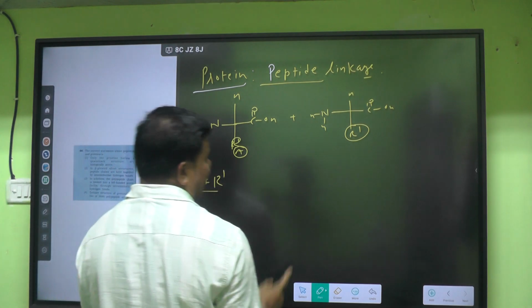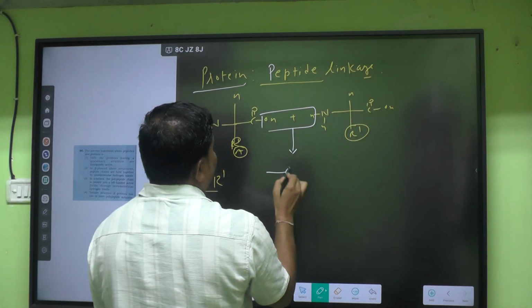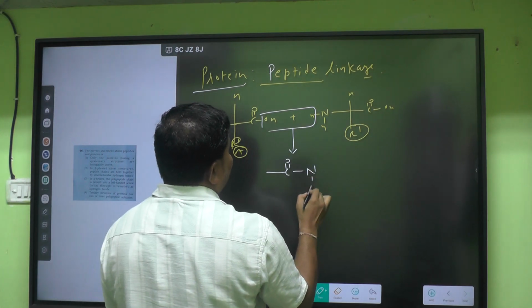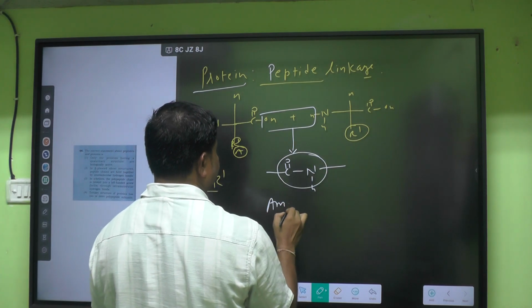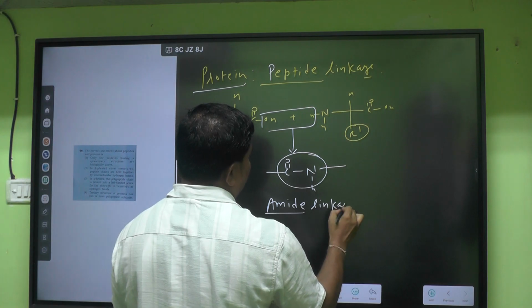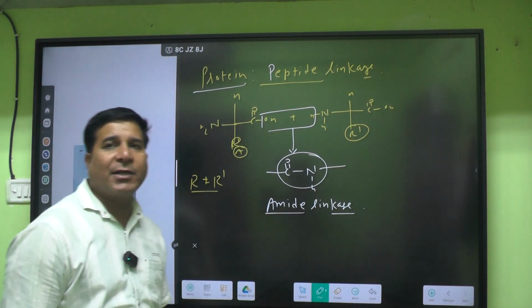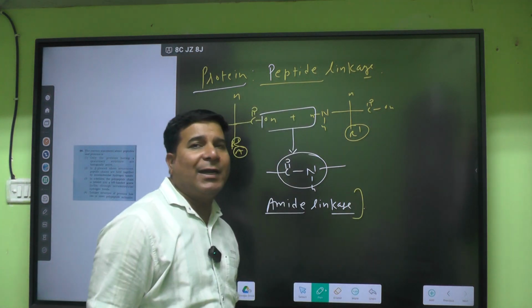Now elimination of a water molecule occurs here. So how is the peptide linkage formed? Peptide linkage is actually amide linkage. Amide linkage is known as peptide linkage. So in protein, amide linkage is present.